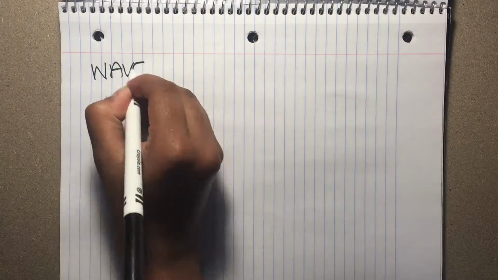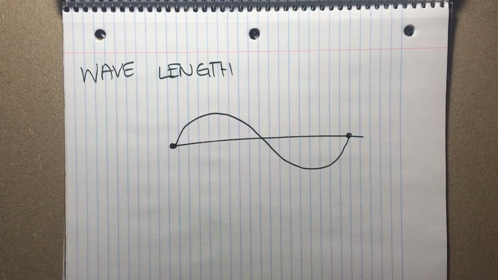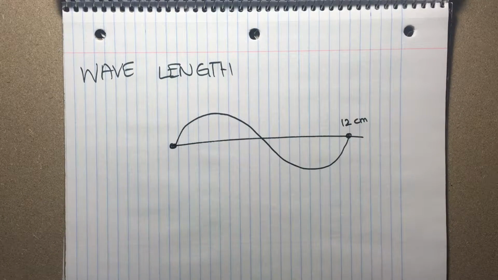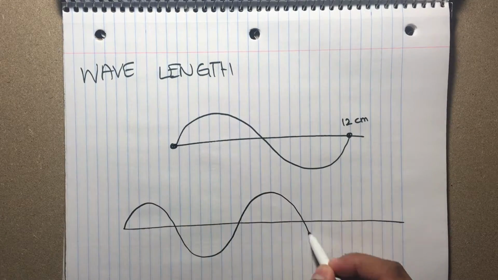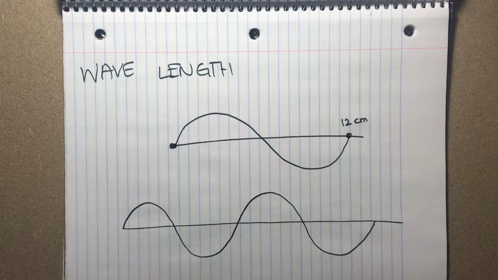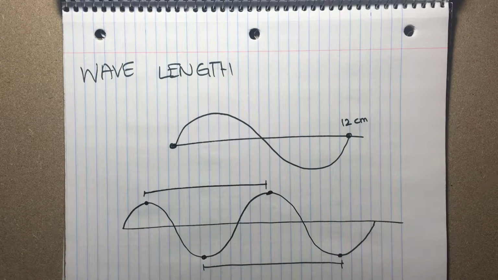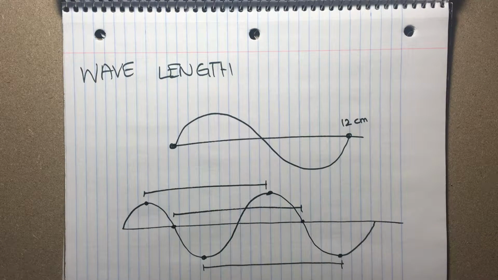Our next term is wavelength. The wavelength of a wave is essentially the length of the wave. It's the distance between two successive points on a wave. It can be the distance between one trough to the next trough, or one crest to the next crest. It just has to be the distance between two successive in-phase points.